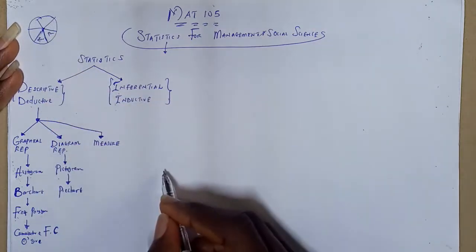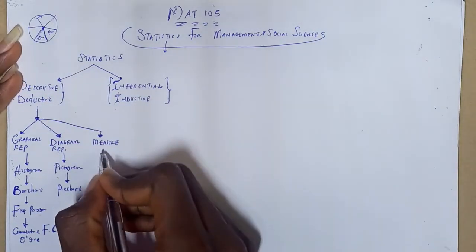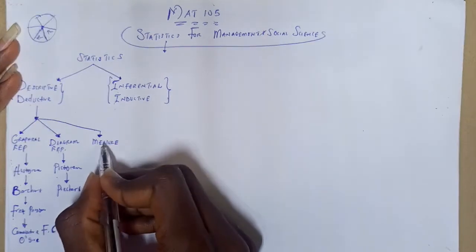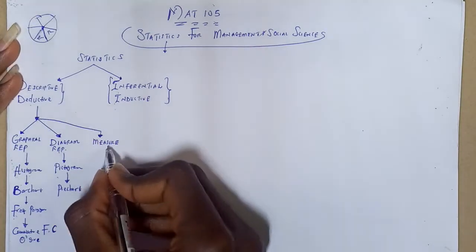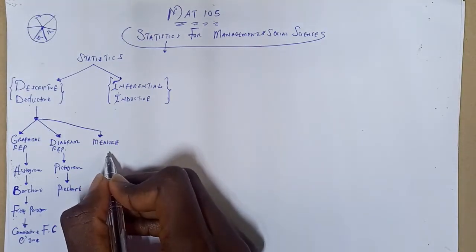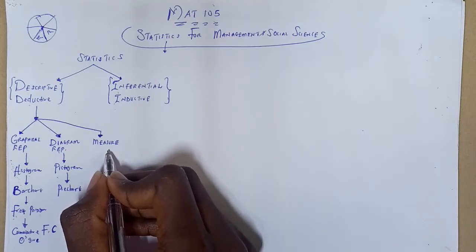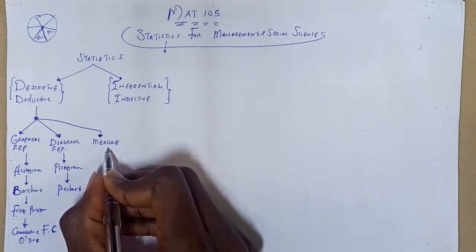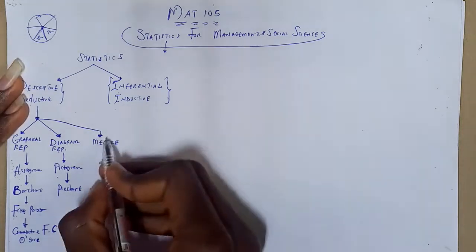And now the major work of this course, whether the calculations or anything, is actually based on the measures. So when you're dealing with measures, how do you measure data? We have almost close to four of them, possibly four or five. So let's start.